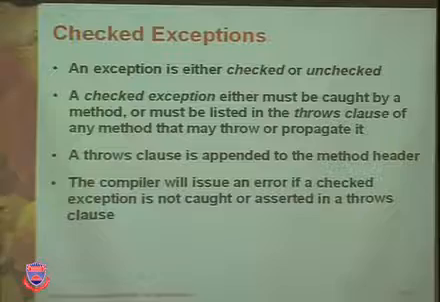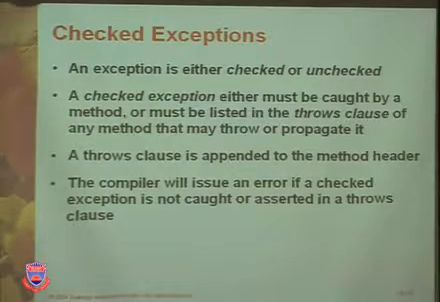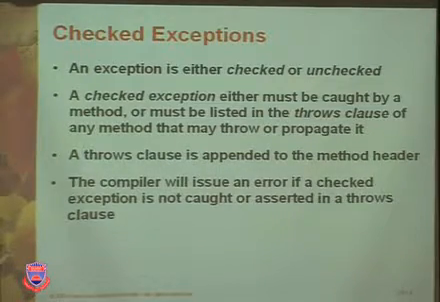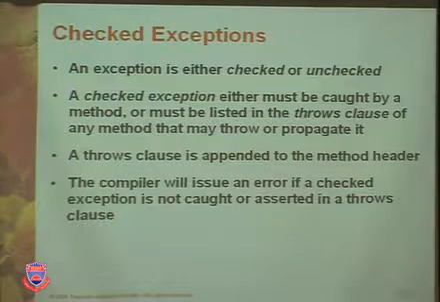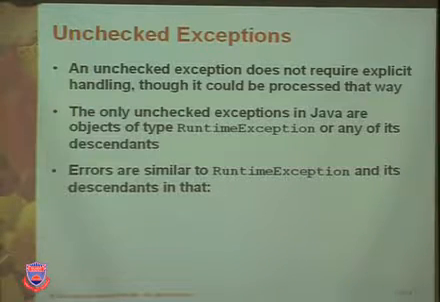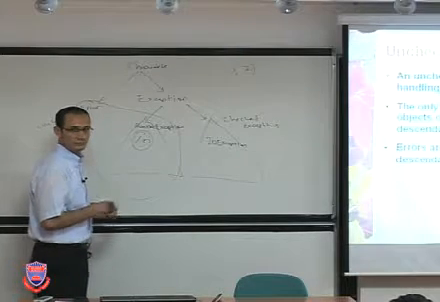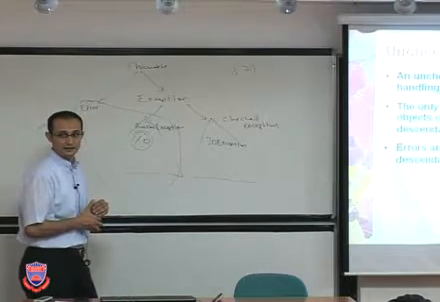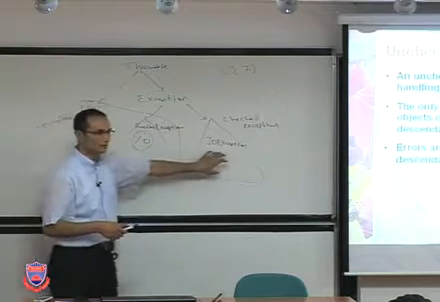The compiler will issue an error if a checked exception is not caught or asserted in a throws clause. I will indicate what I mean by throws clause shortly. So you need to either throw an exception or use a try-catch block to catch those exceptions. However, an unchecked exception doesn't require explicit handling. Although, as we did with the divide by zero example, you can do so by including the certain exceptions that you like. This part you don't have to. However, this part you have to.